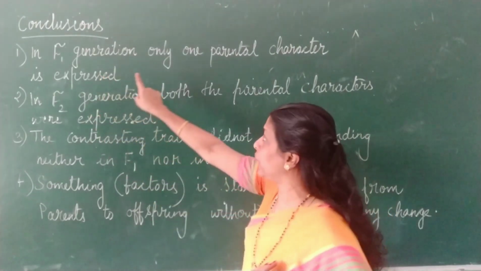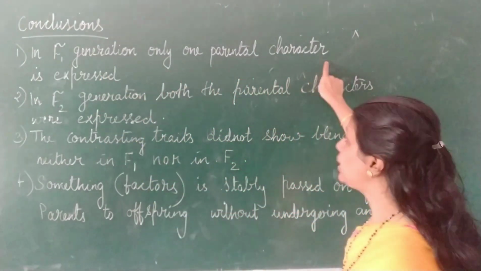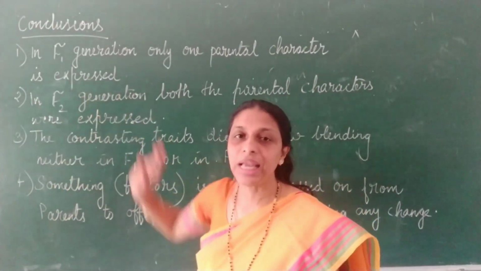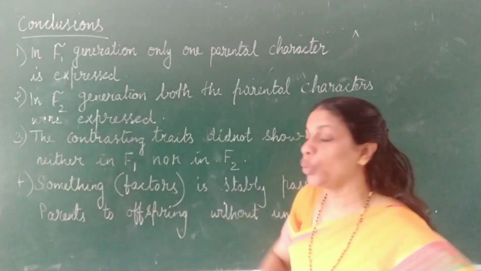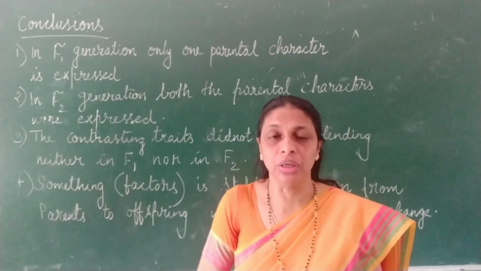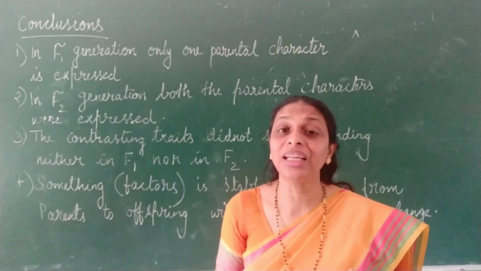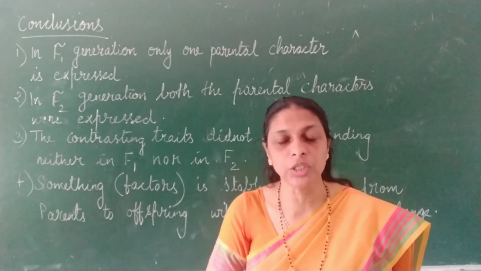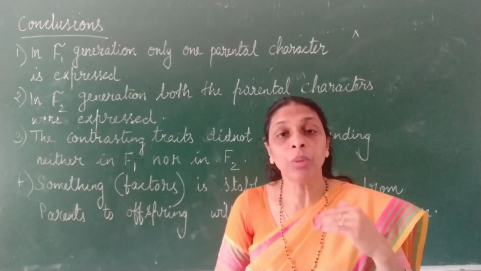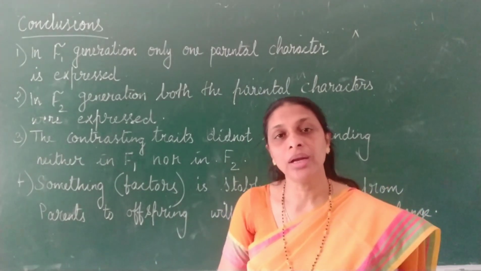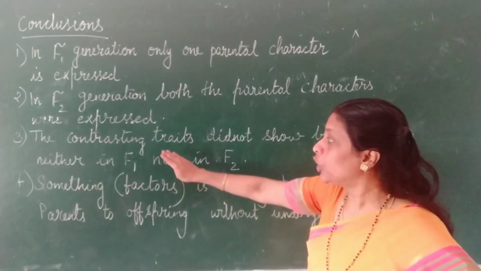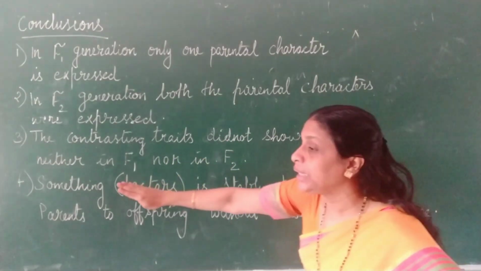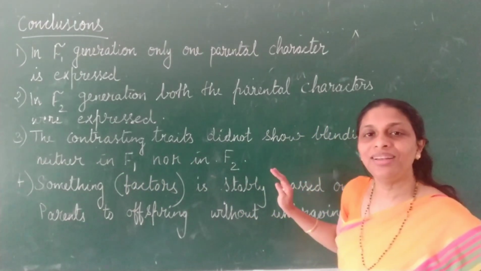In the F1 generation, only one parental character. Which parental character? The dominant parental character was only expressed. The second conclusion: in the F2 generation, both the parental characters reappeared. So in the F1 generation, only one parental character was expressed, and in the F2 generation, both the parental characters were expressed. And the contrasting traits did not show blending neither in F1 nor in F2.